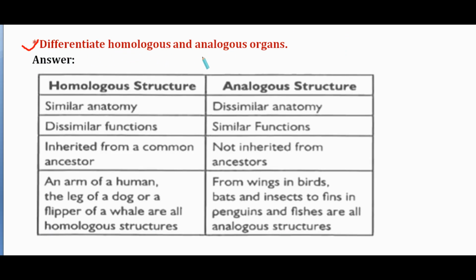The next question, differentiate homologous and analogous organs. Homologous structures are similar in anatomy, dissimilar in function, and inherited from a common ancestor. Analogous structures are dissimilar in anatomy, similar in function, and not inherited from ancestors. The arm of a human, the leg of a dog, the flipper of a whale are all homologous structures. The wings in birds, bats, insects, and the fins in penguins and fishes are all analogous structures.